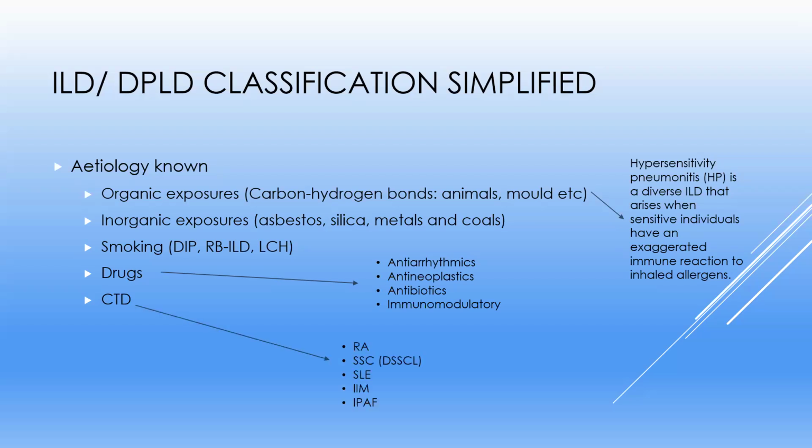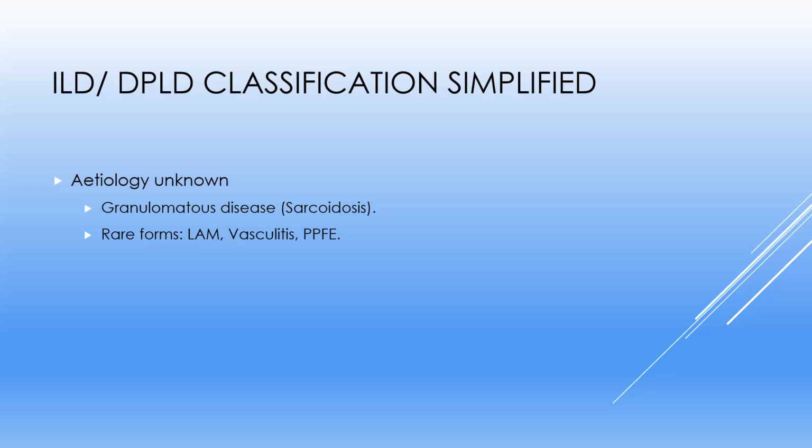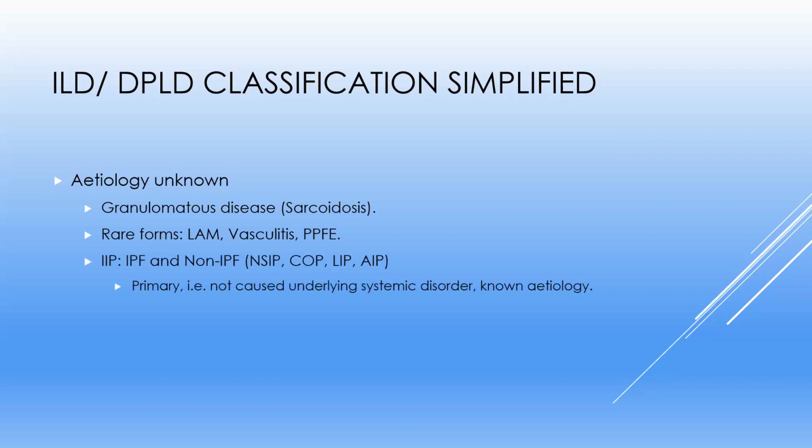Please forgive me. RA, scleroderma, SLE, inflammatory idiopathic myopathies, and the more recent entity called IPAF, which is interstitial pneumonia with autoimmune features. In terms of continuing this classification, is the etiology unknown? We talk about granulomatous disease, typically seen with sarcoid, and rare forms of disease called LAM, which I'm not going to read out fully, vasculitis, and PPFE, which is another very rare form of ILD.